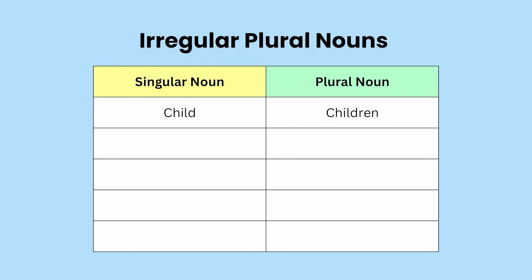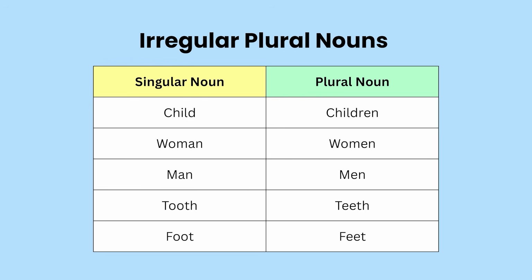Now, let's have a look at some more irregular plural nouns. So we've talked about this first one already. We would say 1 child, 2 children. The next one is woman, 1 woman, 2 women. Note that pronunciation, 1 woman, 2 women. 1 man, 2 men, 1 tooth, 2 teeth, 1 foot, 2 feet. Just remember, if you're talking about more than one thing, you normally need to add an S or an ES at the end of the word.